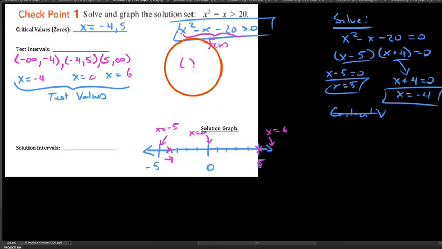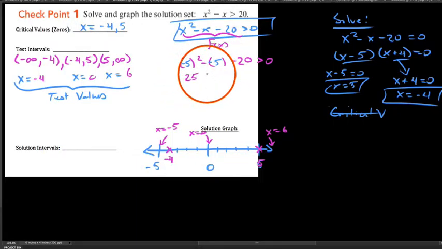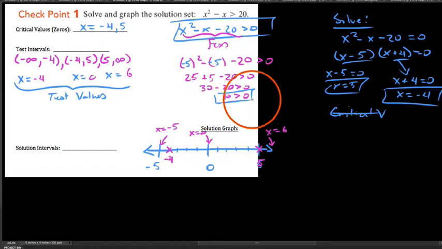Plugging back into the initial inequality, we're going to have to do this 3 times. Let's plug in negative 5. When we plug in negative 5, I get 25 minus a negative 5, which is plus 5, minus 20 is greater than 0. So I get 30 minus 20 is greater than 0, or that 10 is greater than 0. Since this is indeed a true statement, this point right here is part of the solution interval. So we're going to shade all of the points to the left of this point here. And I'll come back to what we put as a boundary quantifier on here.